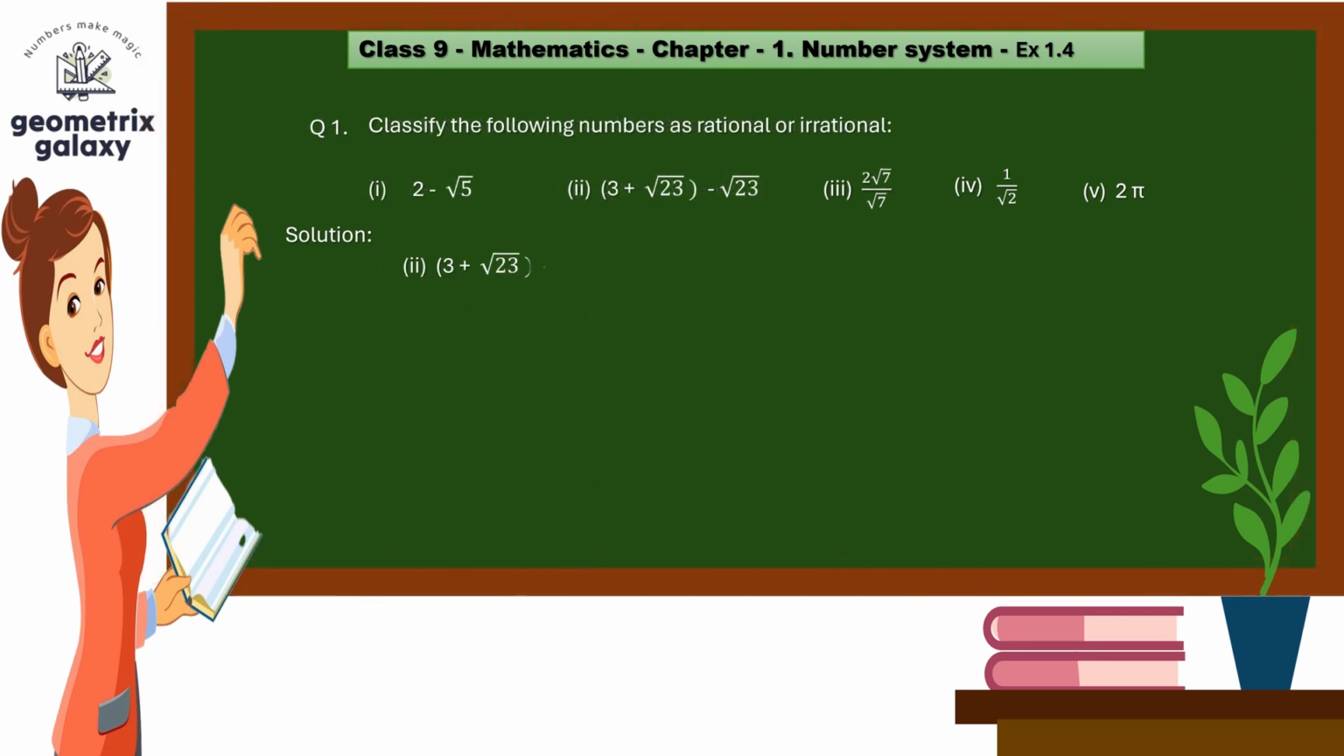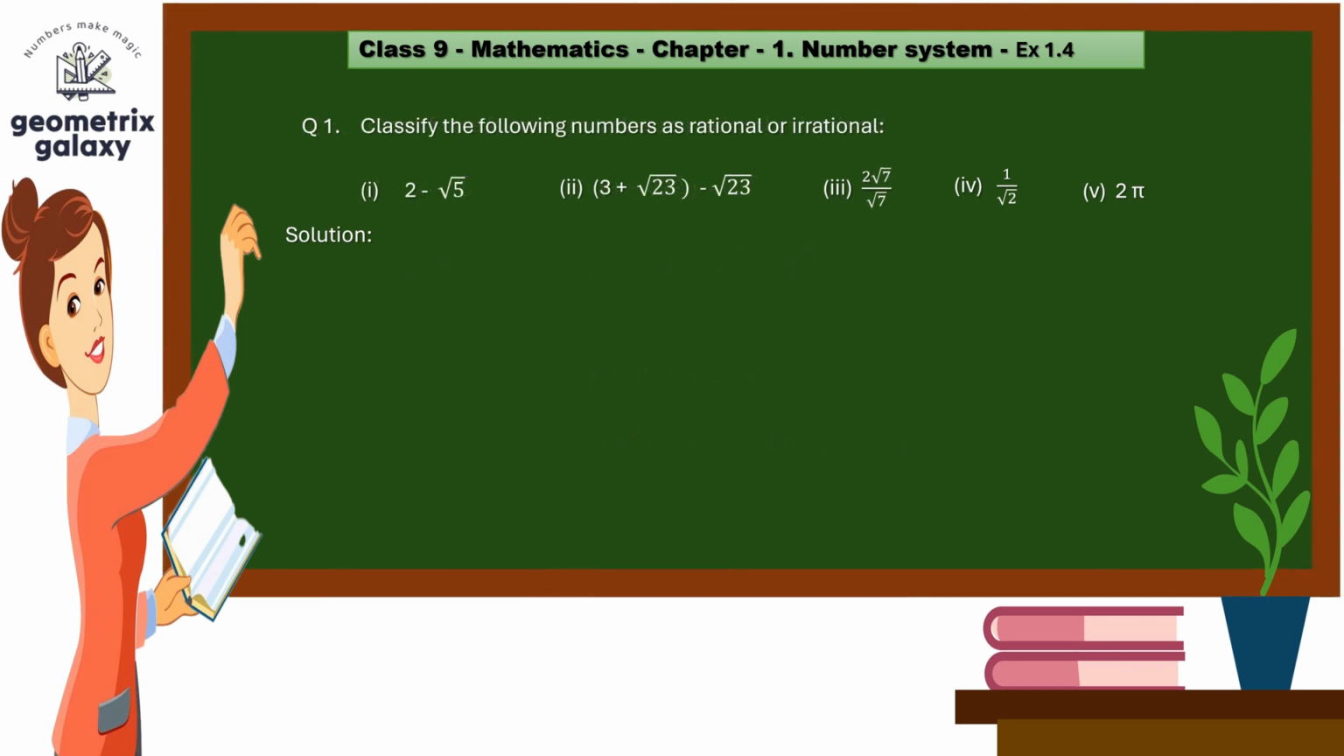The second subdivision is 3 plus root 23 minus root 23. To answer this question, first we need to remove the brackets. Plus root 23 and minus root 23 will get cancelled and we are left with 3. 3 is a rational number. Therefore, 3 plus root 23 minus root 23 is a rational number.